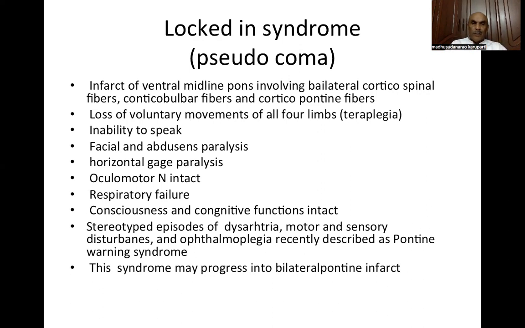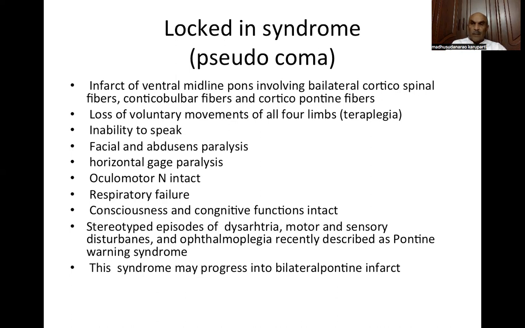Patient is unable to speak. There is bilateral facial palsy and abducens palsies, horizontal gaze paralysis, but oculomotor nerve is intact. There is respiratory failure. Patient is conscious. Cognitive function is intact. You will observe sometimes stereotyped episodes of dysarthria, motor and sensory disturbances, and ophthalmoplegia, which is recently described as the pontine warning syndrome.